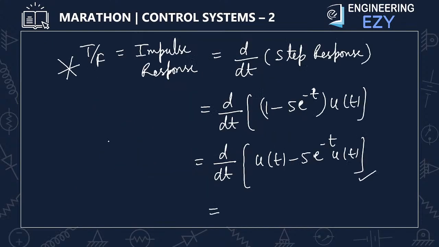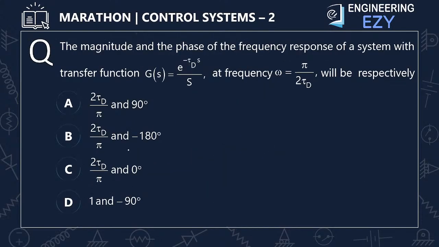Okay. Now moving to the next question. It is so simple. It is an easy question. The magnitude and the phase of the frequency response of a system with transfer function G(s) equal to e to the power minus T_d s upon s, at the frequency omega equal to pi by 2T_d. This is written like this: G(s) is equal to e to the power minus T_d s upon s.